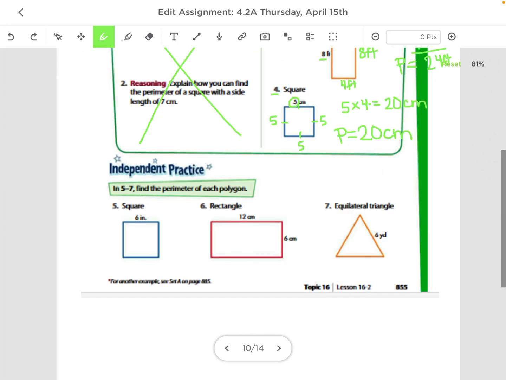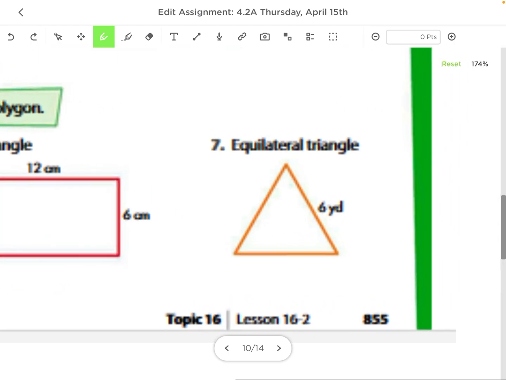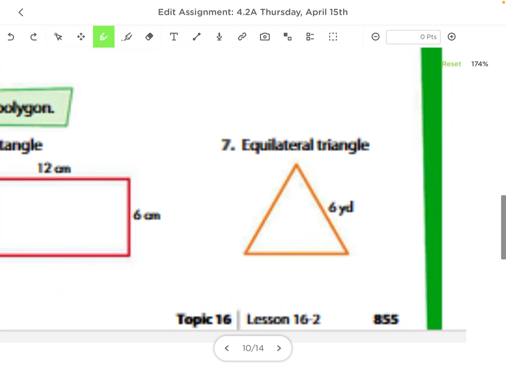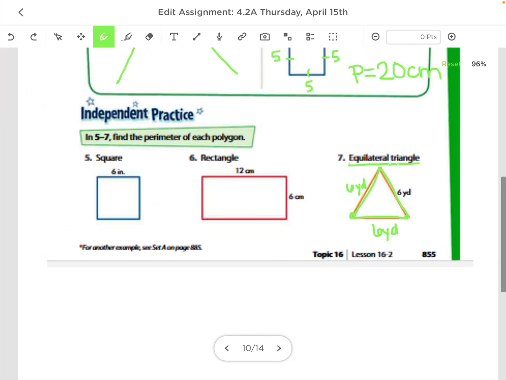So using the multiplication strategy can help you answer them quicker. Now you'll be answering these down here at the bottom using that strategy. But let's look at this equilateral triangle. Equilateral means that all of the sides are the same length. So each side is the same length. They're all 6 yards. Once you are finished with 5, 6, and 7, you can move on to the next activity for today.